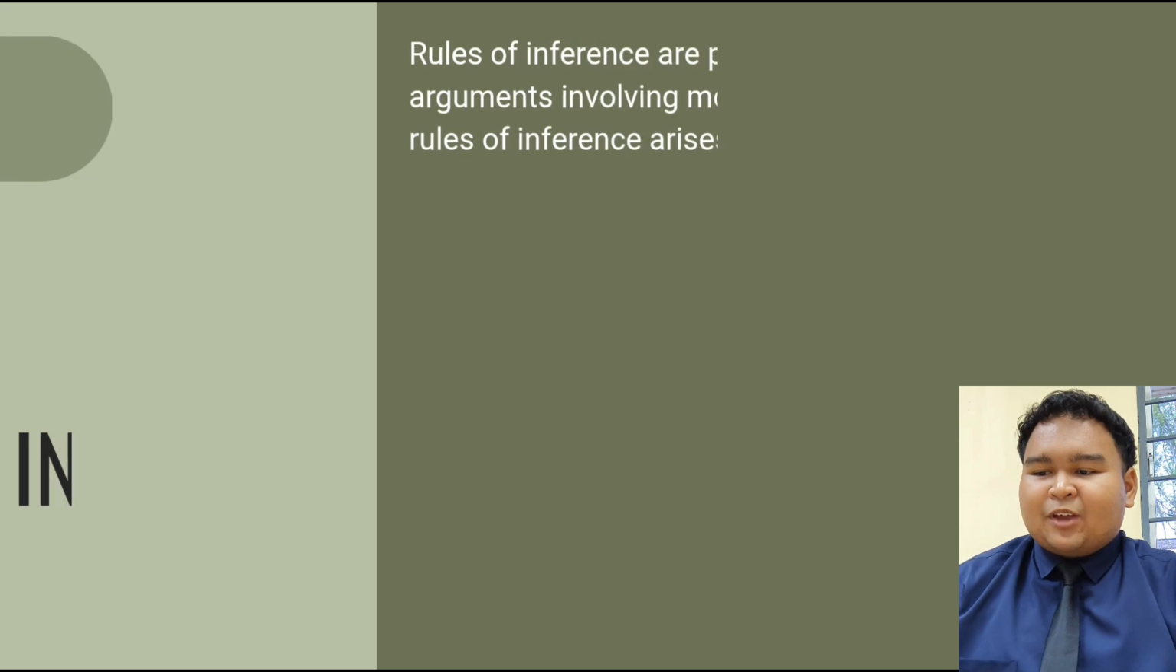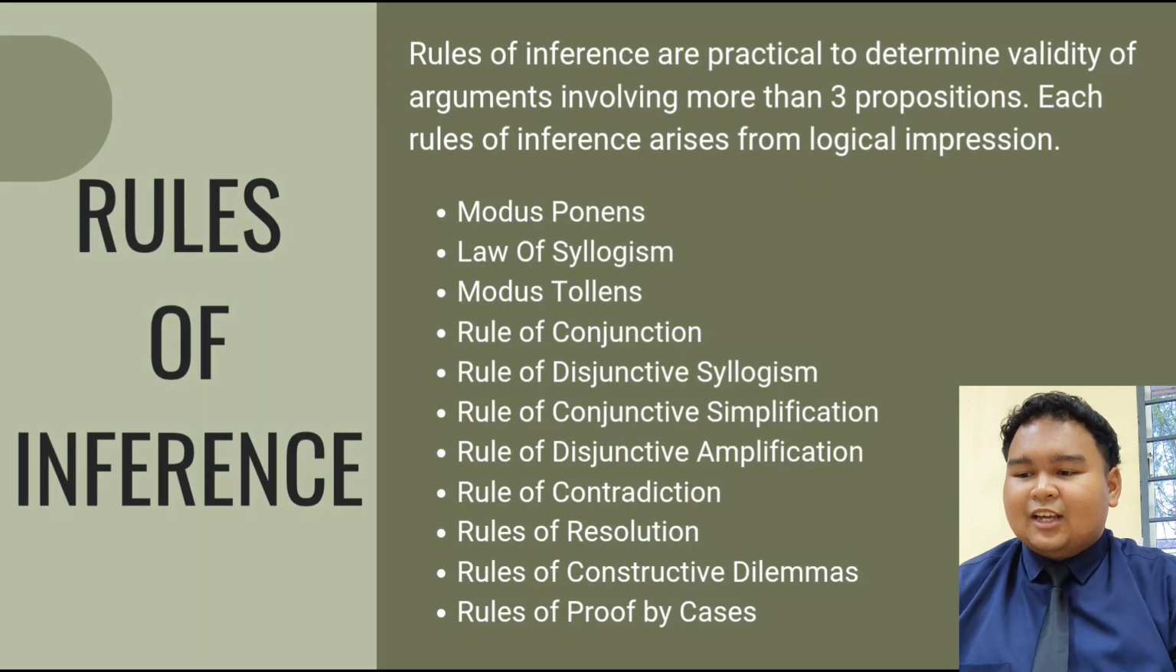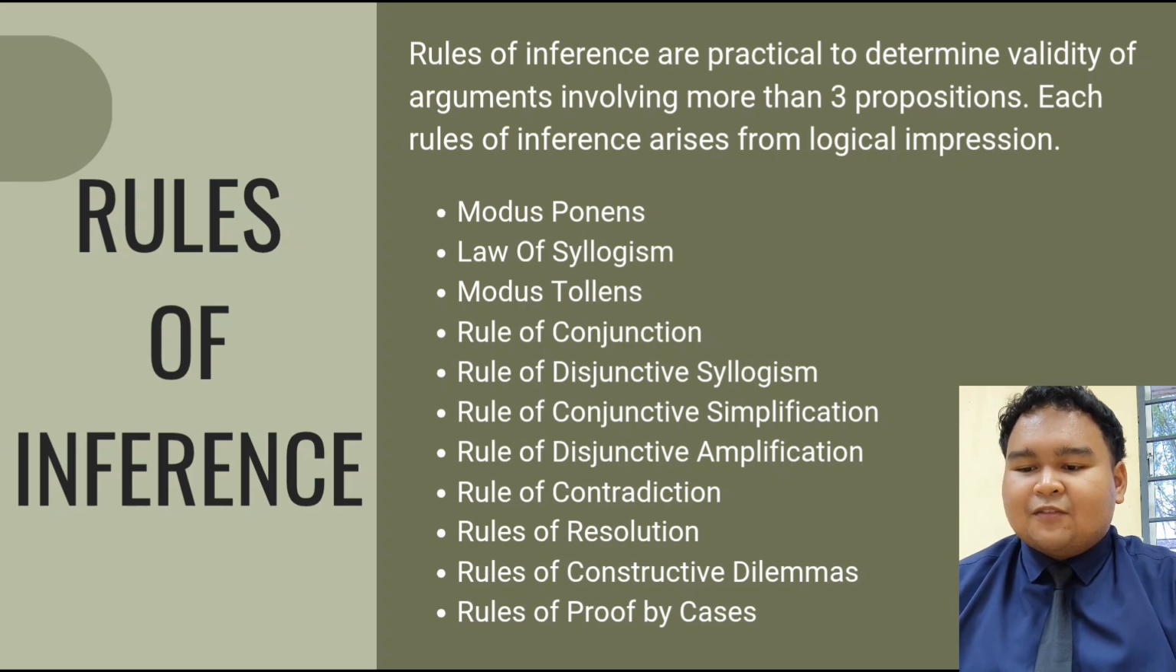One of the methods that we can use to solve argument questions is rules of inference. Rules of inference are practical to determine the validity of arguments involving more than 3 propositions. Each rule of inference arises from logical implication. The rules of inference are modus ponens, law of syllogism, modus tollens, rule of conjunction, rule of disjunctive syllogism, rule of conjunctive simplification, rule of disjunctive amplification, rule of contradiction, rule of resolution, rule of constructive dilemma, and rule of proof by cases.